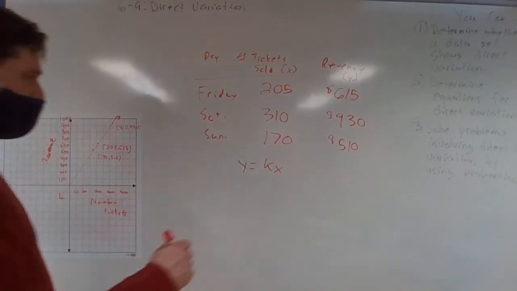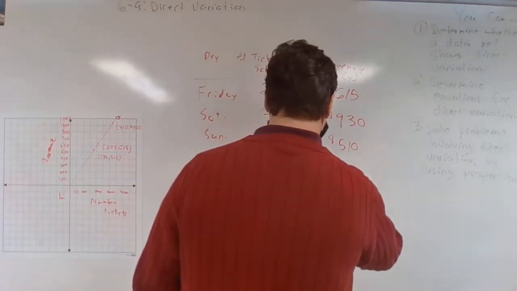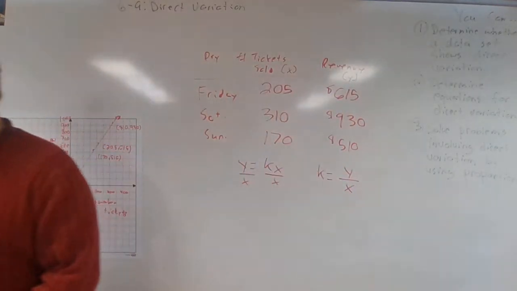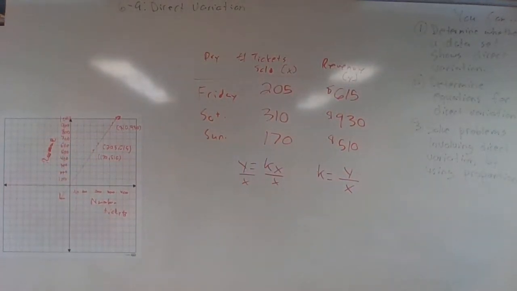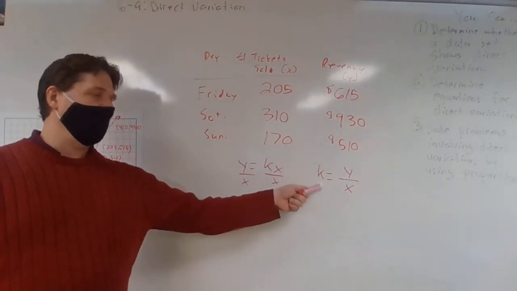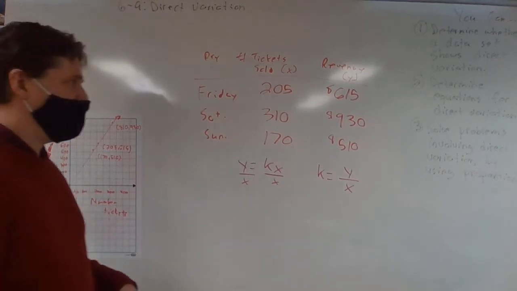So how can I get it to solve for k? Pretty simple. Divide both sides by x. So k equals y over x. And that is the actual equation that we're going to use, but for whatever reason, it's officially called y equals k times x. But when we use it, k equals y over x. And this is pretty simple to use here. So I don't think you guys are going to have a lot of problems with this.